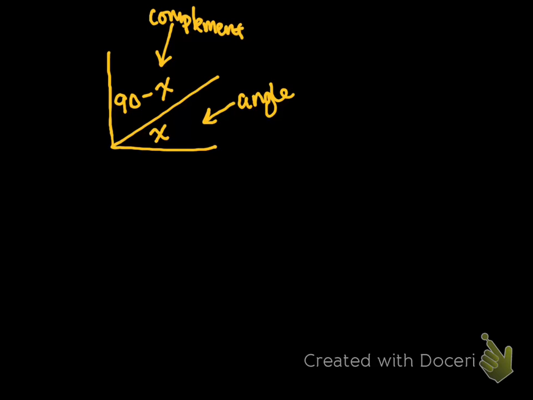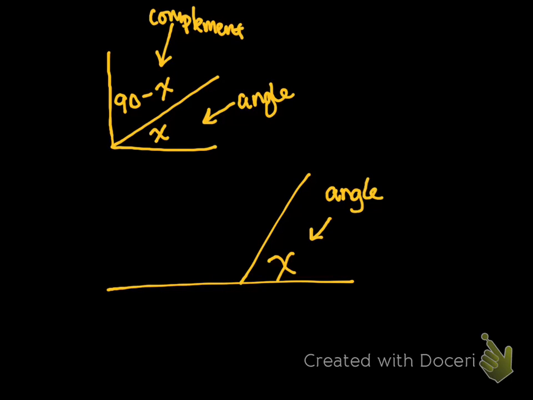A supplement of an angle is whatever we have to add to it to get to 180 degrees. So if this is our angle here, we're going to do something very similar to our complement and call our supplement 180 minus x. Now, I say a lot of times whatever we have to add to it, but we know that addition and subtraction are very closely related, and we can just subtract our angle from 180 to get our supplement instead of adding an amount to our angle to get to 180.